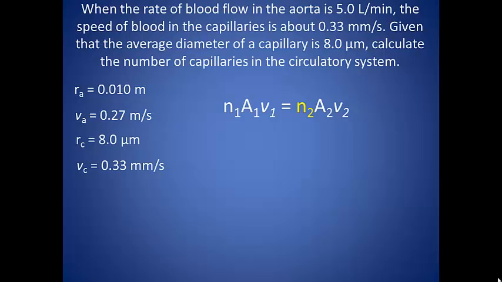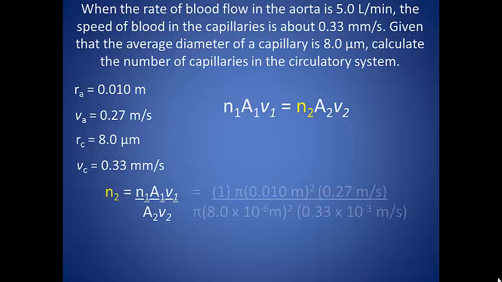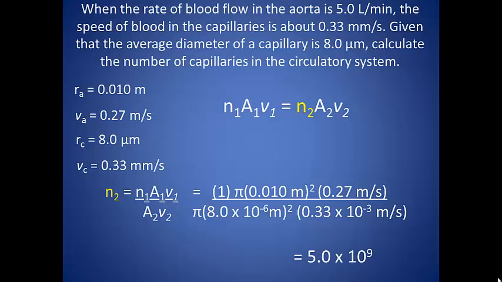The radius of a capillary is significantly smaller at 8 micrometers. Micro means one millionth, so we can write that as 8 times 10 to the negative 6 meters. And the velocity of blood through the capillaries is 0.33 millimeters per second. This can be written as 0.33 times 10 to the negative 3rd meters per second. Alright, so we can convert all of that into meters pretty simply. And if we plug all of those in, we end up with 5 times 10 to the 9th as our number of capillaries in the body.